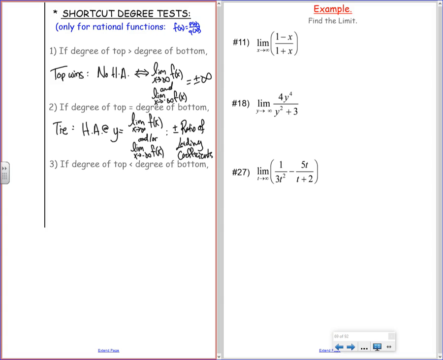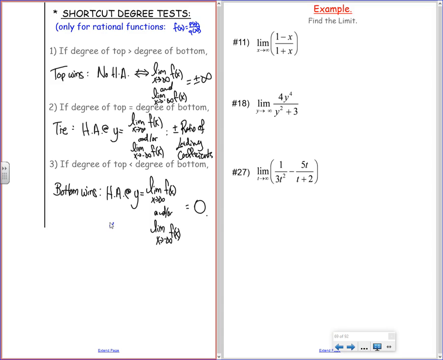Last but not least, bottom wins. If the bottom wins, there's going to be a horizontal asymptote at y equals the limit as x goes to infinity, or the limit as x approaches negative infinity, which will be 0.